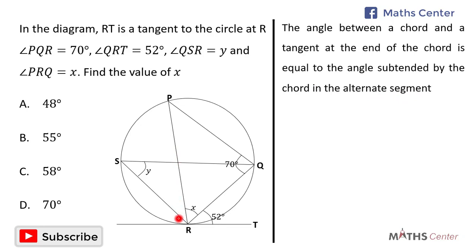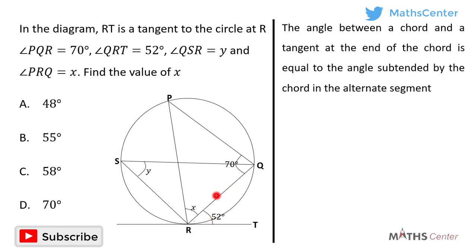On this diagram here, we have the tangent RT and the chord RQ. There's an angle formed between the tangent RT and the chord RQ, and that is the angle QRT, which is 52 degrees. The theorem says that the angle between a chord and a tangent at the end of the chord is equal to the angle subtended by the chord in the alternate segment. Here, the chord QR and the tangent RT meet to form the angle QRT, which is 52 degrees.